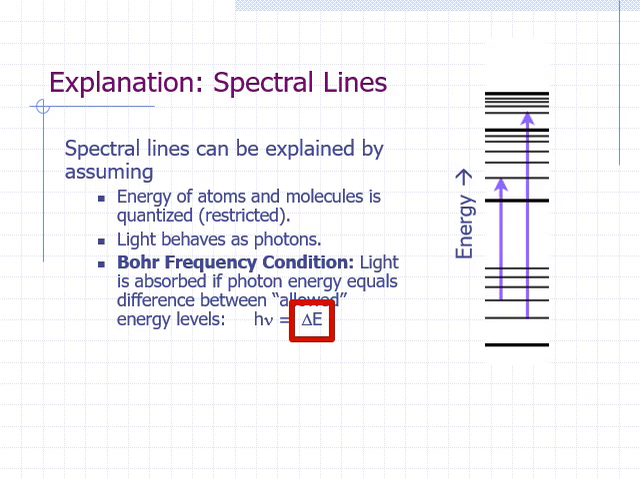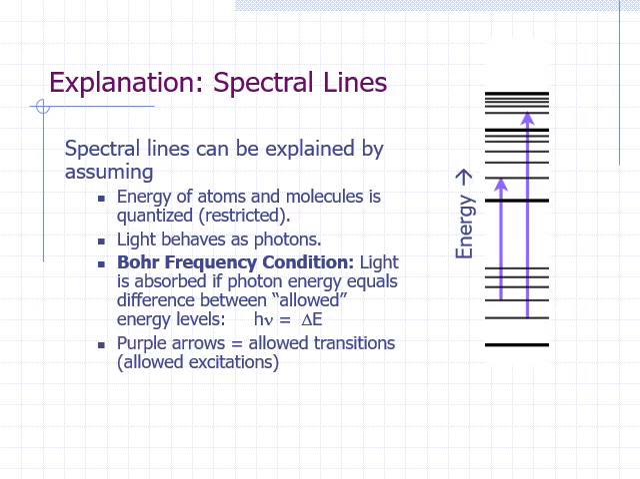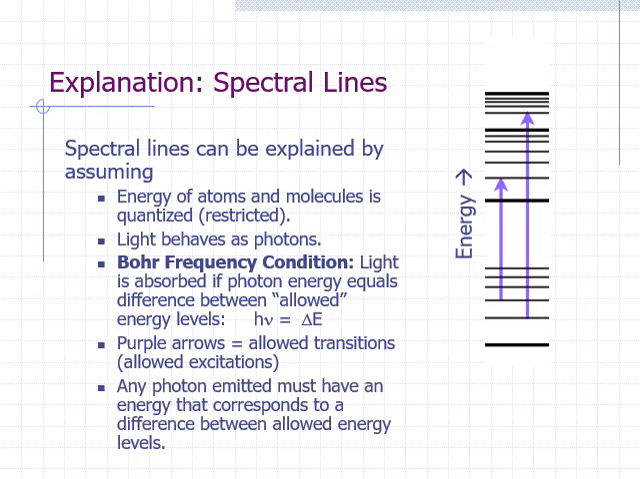For example, we can say that if the energy of a photon is such that when absorbed, it will take the molecule from this energy level to this energy level, then the absorption would be allowed. In other words, we say that the purple arrows in this diagram represent examples of allowed transitions or allowed excitations. The term excitation means energy absorption. Similarly, any photon emitted by an atom or molecule must have an energy that corresponds to the difference between two allowed energy levels.